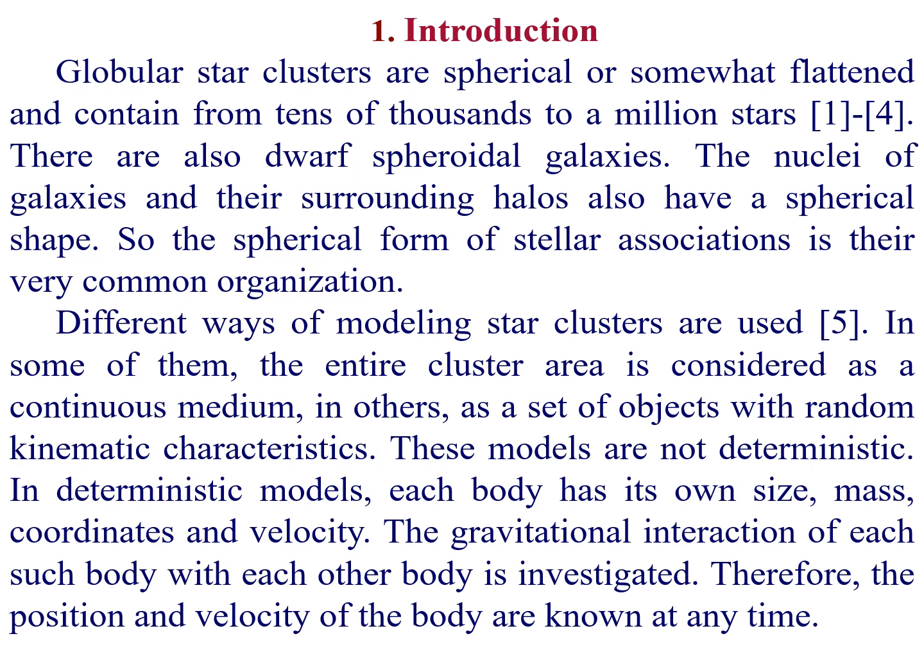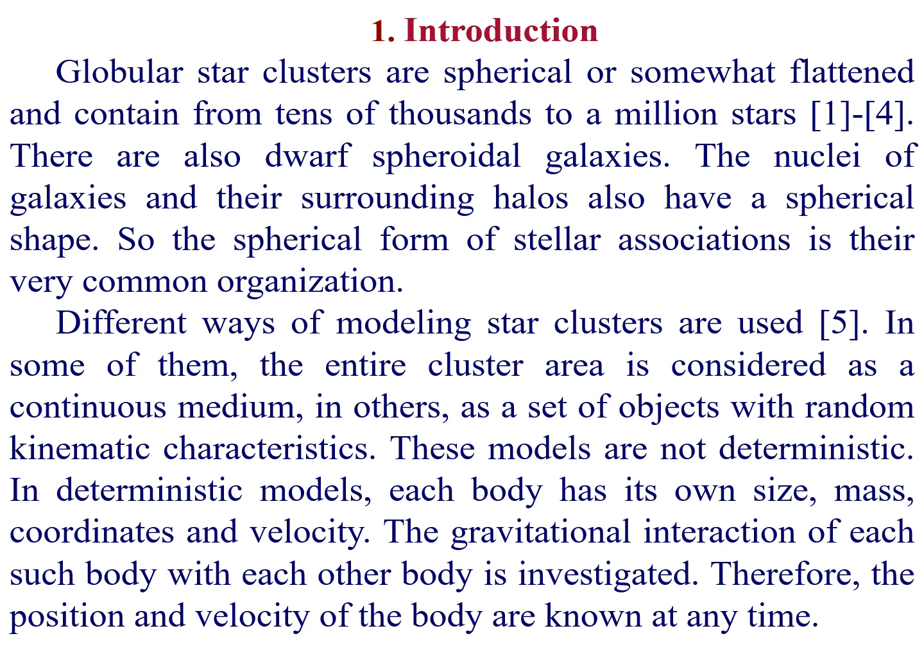Globular star clusters are spherical or somewhat flattened and contain from tens of thousands to a million stars. There are also dwarf spheroidal galaxies. The nuclei of galaxies and their surrounding halos also have a spherical shape, so the spherical form of stellar associations is a very common organization. Different ways of modeling star clusters are used. In some of them, the entire cluster area is considered as a continuous medium, in others as a set of objects with random kinematic characteristics.